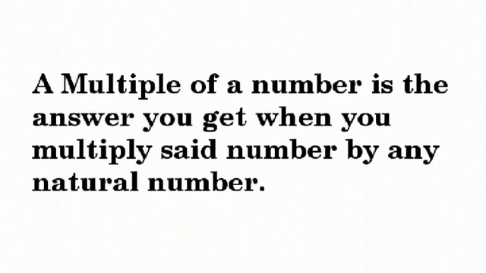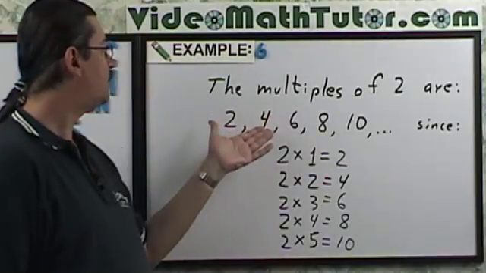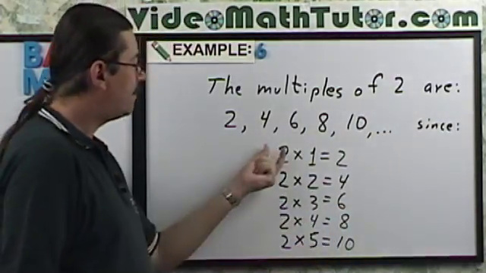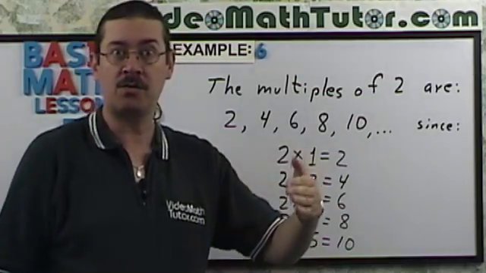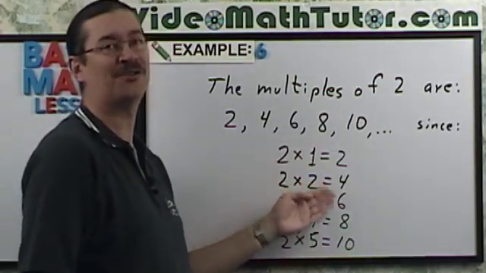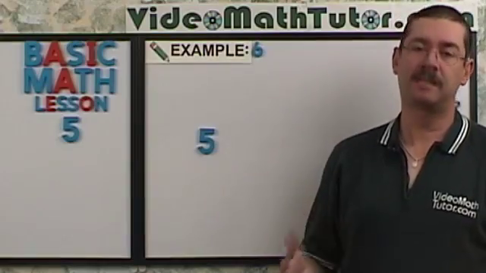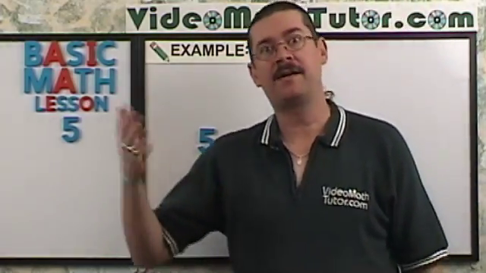A multiple of a number is the answer you get when you multiply said number by any natural number. For example, the multiples of 2 are 2, 4, 6, 8, 10, and so on, since if we have a 2 and we multiply by a natural number, 1, 2, 3, 4, 5, and so on, our results are 2, 4, 6, 8, 10, and again, forever.